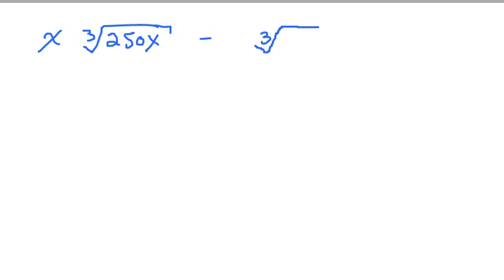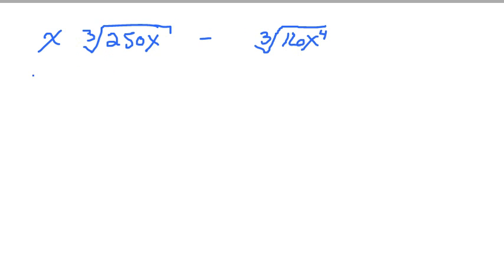Alright, let's work another one here real quick. We've got x times the cube root of 250x, minus the cube root of 16x to the 4th. Oh my gosh. So you need to try to work this one out on your own here. You want to hit the pause button. Work this one out. Okay, so we want to simplify this thing down.